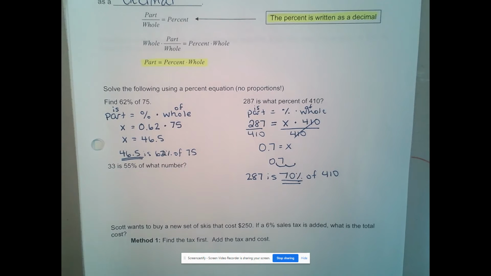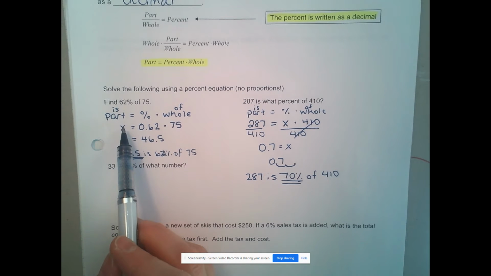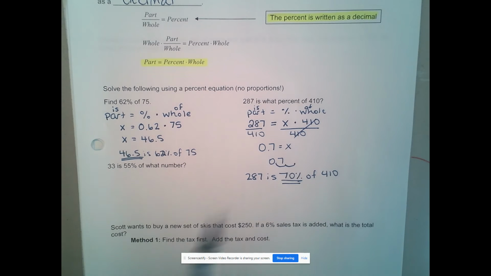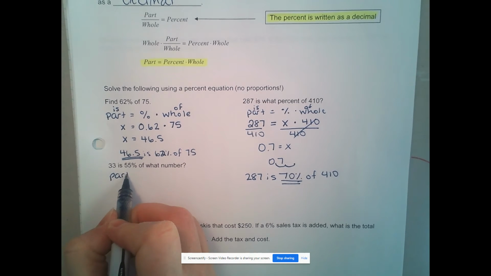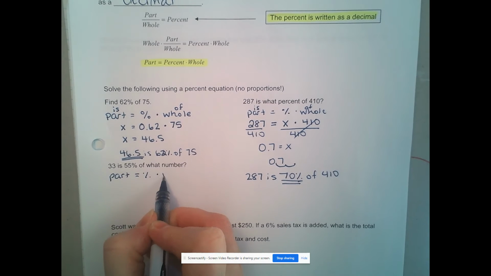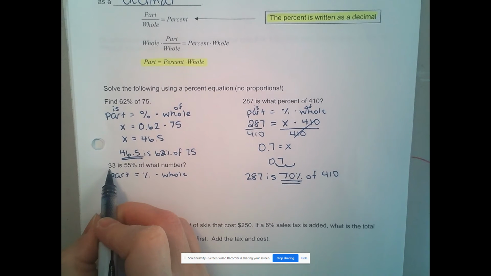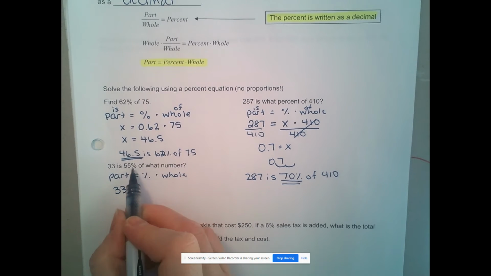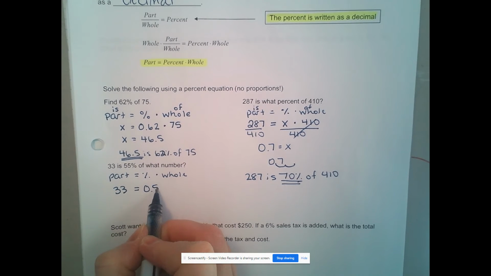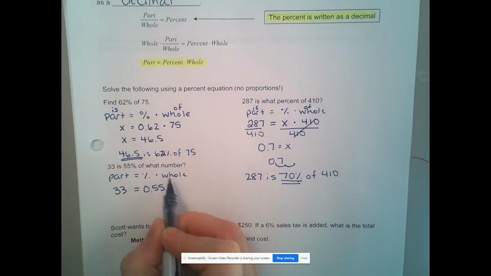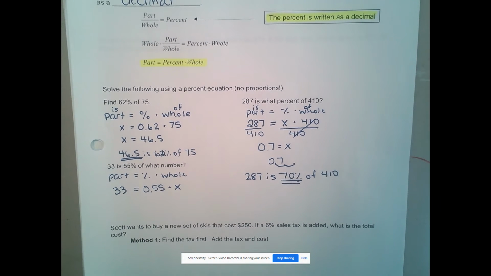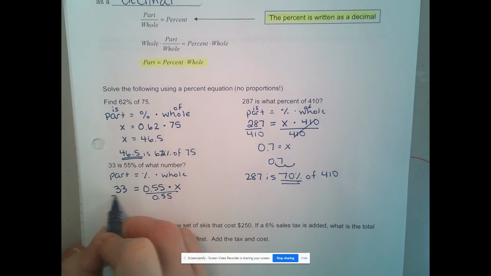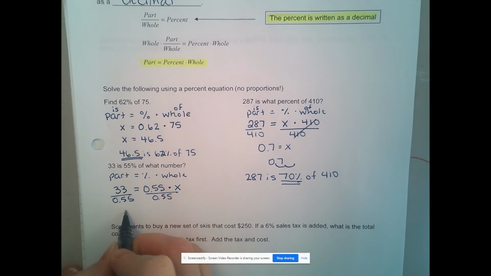So far we had the part number as the thing we were looking for. We had the percent as the thing we were looking for. Here, we're going to do part equals percent times whole. 33 is, so our is number, our part, is 55%, write it as a decimal, 0.55, times the whole number, which is the thing we don't know, the thing we're looking for. One step, I would divide both sides by 0.55, and I would get 60 equals x.